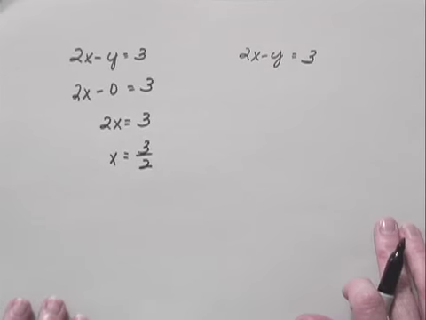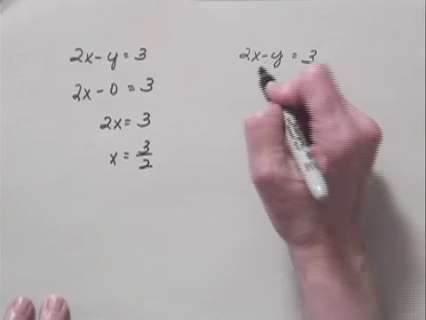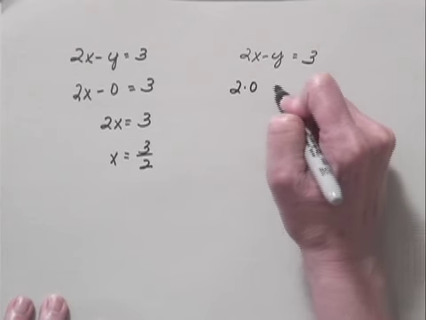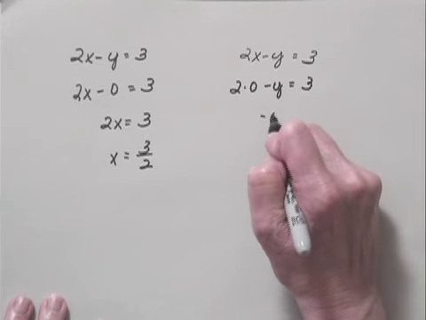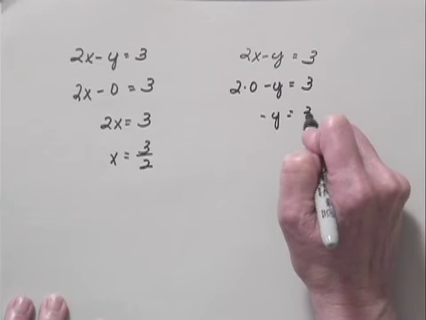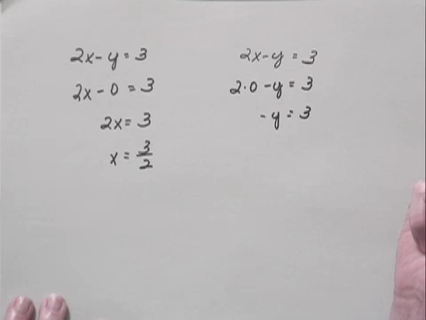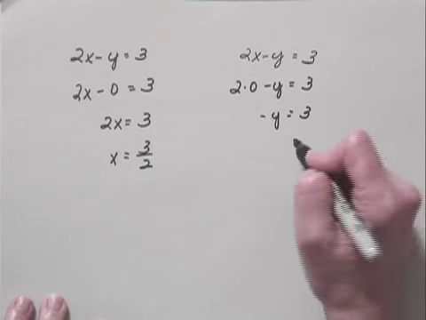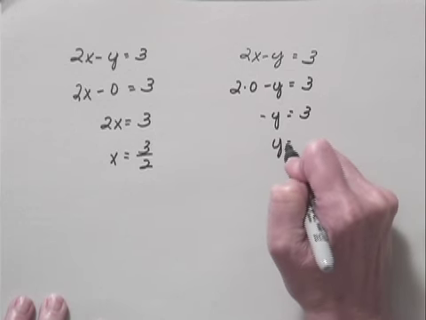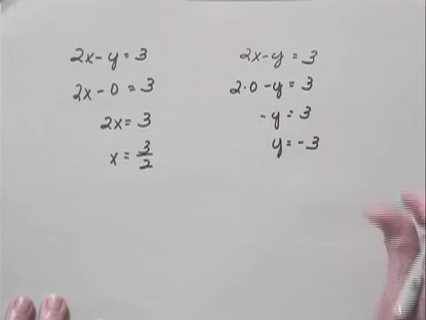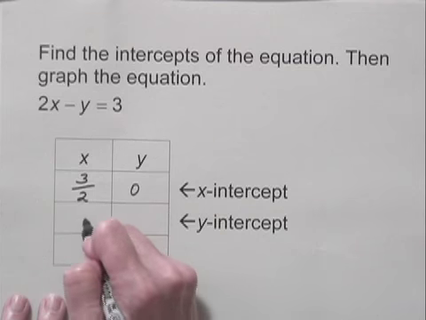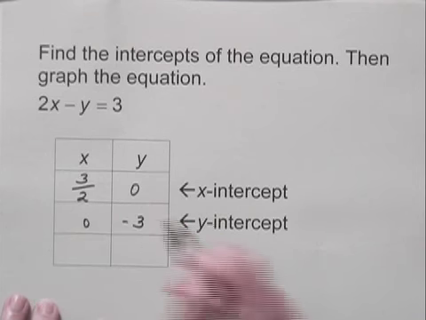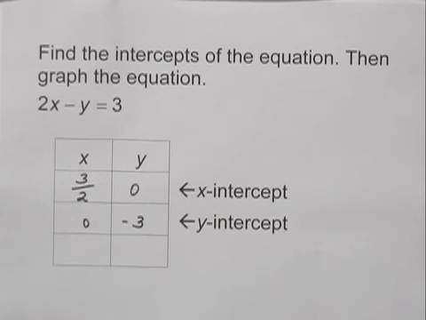Now we'll find the y-intercept. To do that, we'll let x equal 0 and solve for y. 2 times 0 minus y equals 3, or just the opposite of y equals 3. And if I multiply on both sides by -1 or divide on both sides by -1, I have y is equal to -3. So that tells us that (0, -3) is the y-intercept.